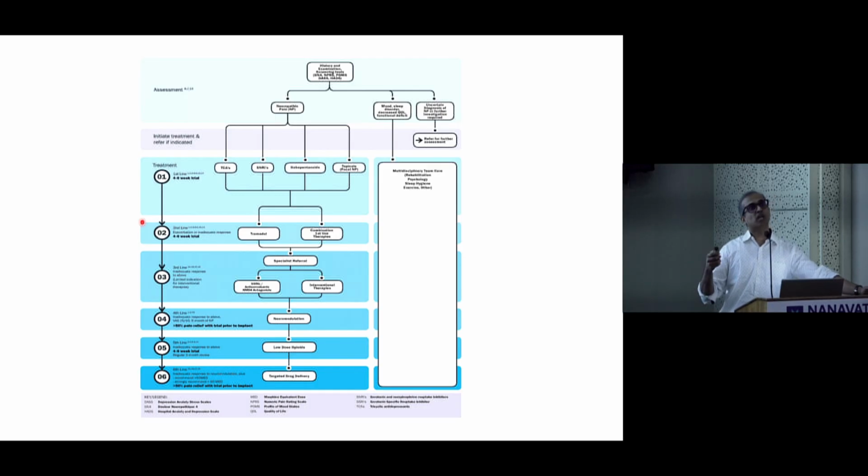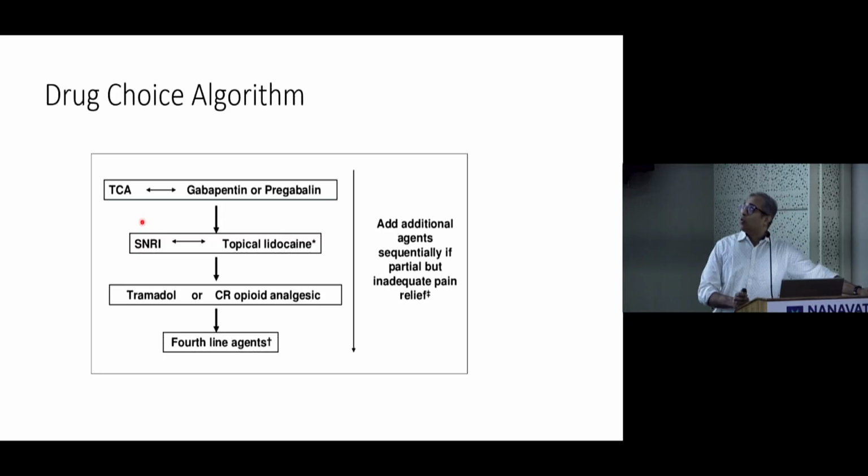Third line drugs are used depending upon the clinical scenario, the clinician's experience with that drug, and what kind of pain that you're dealing with. Fourth line and all are basically for specialty pain services, if you have training and you know how to use these kind of things. So this is what that whole algorithm is in very short.